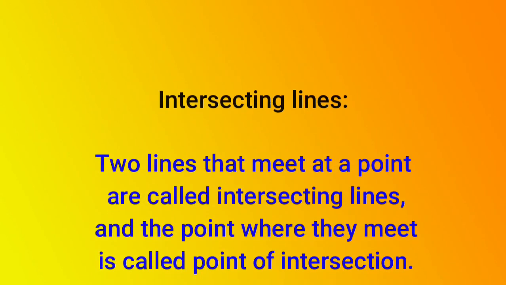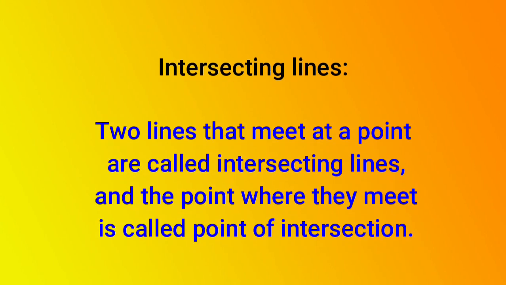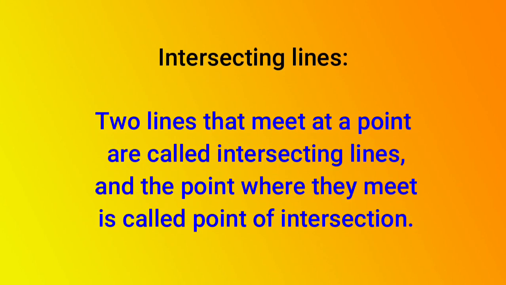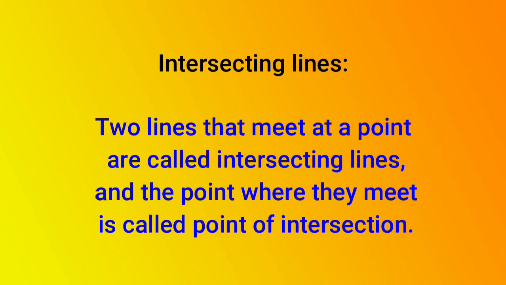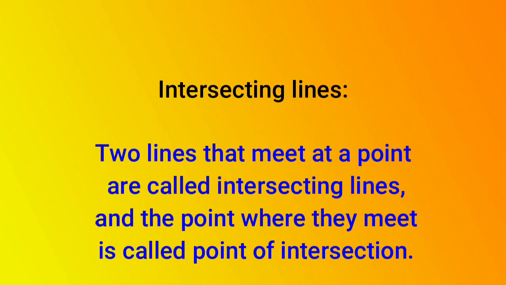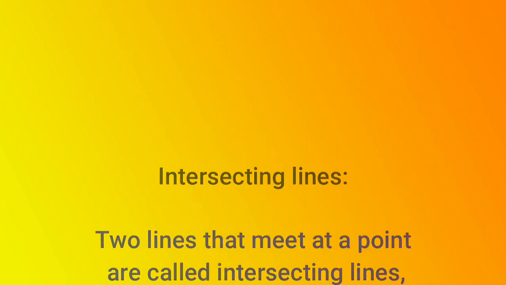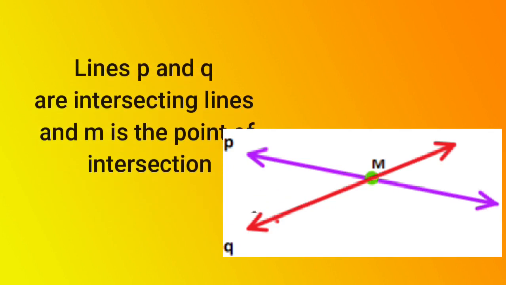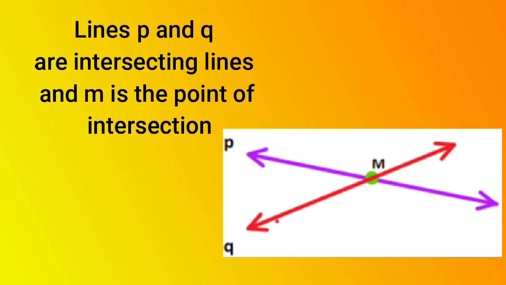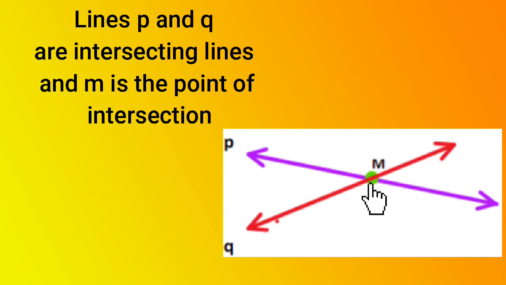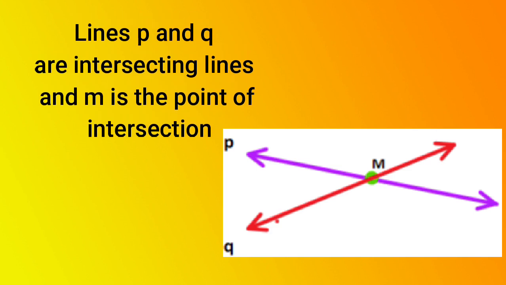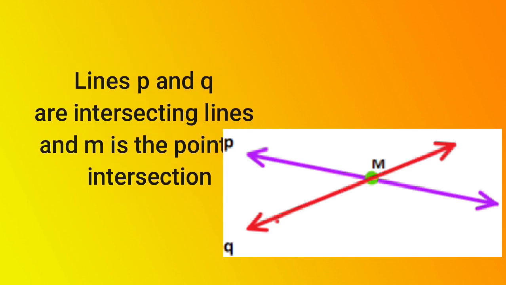Intersecting lines. Two lines that meet at a point are called intersecting lines, and the point where they meet is called point of intersection. Observe this figure. Two lines P and Q are meeting at point M. Hence, M is the point of intersection of the two intersecting lines P and Q.